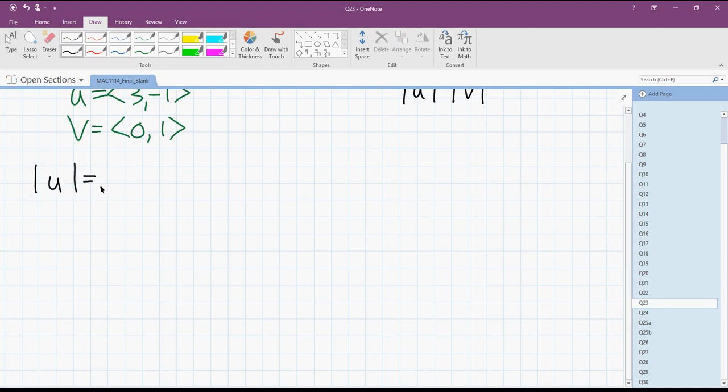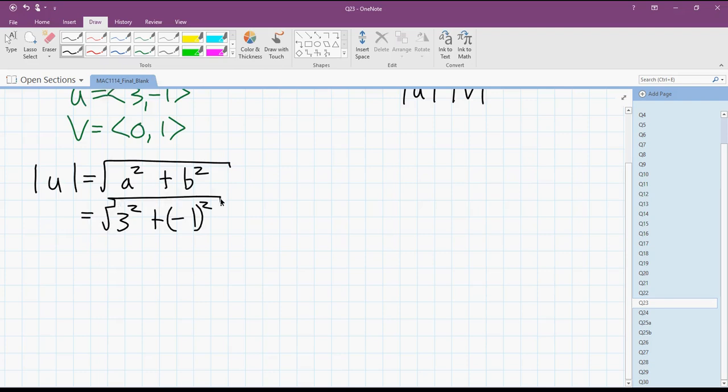So remember, magnitude is just the square root of A squared plus B squared. So that's 3 squared plus negative 1 squared. And what is the magnitude there? No decimals. Going to have to keep it exact for right now. What's 3 squared? 9. And what's negative 1 squared? Square root of 10.